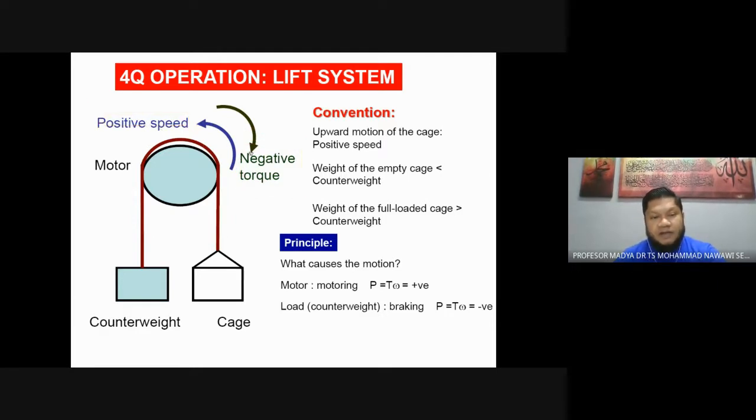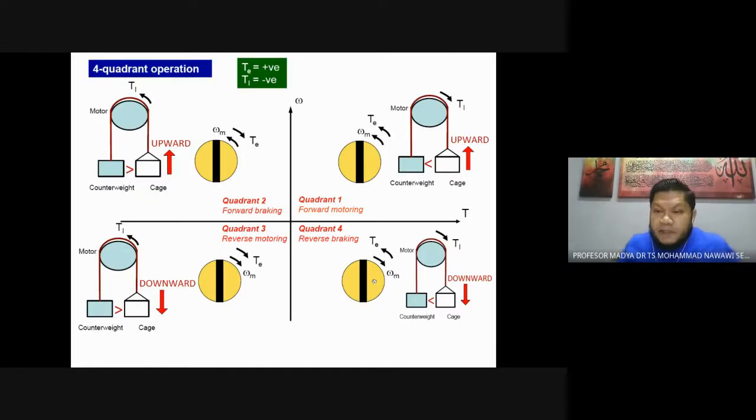Opposite. Positive is negative. You can have a torque as well as the speed direction. So what causes the motion? In terms of motoring, of course, we know that we have positive power, and for braking, we have negative power. Okay, so let's look at the four situations, the four quadrants, or four conditions that we need to consider.